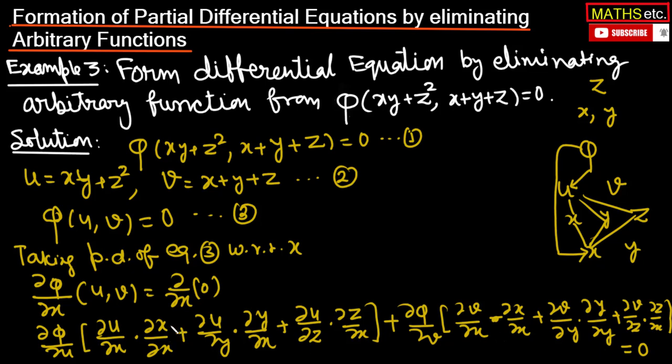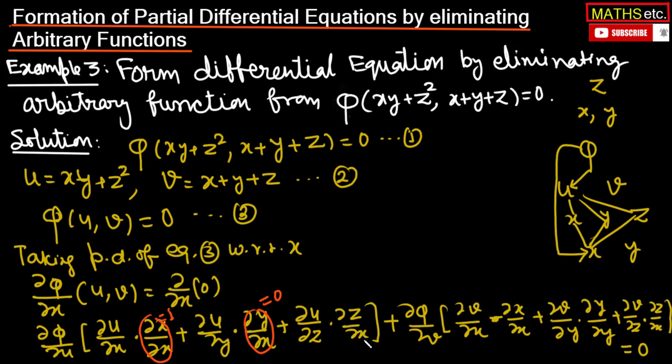Now in this equation, partial derivative of x with respect to x will be equal to 1. Partial derivative of y with respect to x: x and y are independent variables, that's why this will be equal to 0. So this entire term becomes 0.